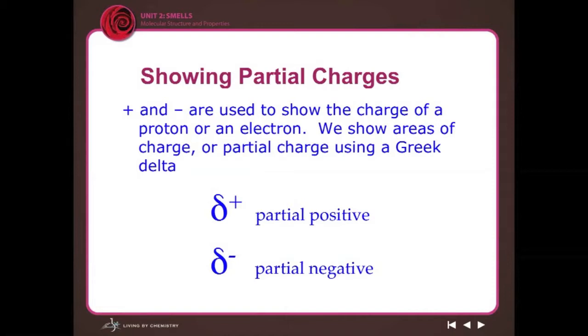That symbol there is actually like a small d in Greek, and that stands for partial charge. It's not as strong as a proton or an electron, which would be a full positive or negative charge. And we've seen this before. This is a partial positive charge and a partial negative charge. And we use that when we draw molecules and show which side has what charge.